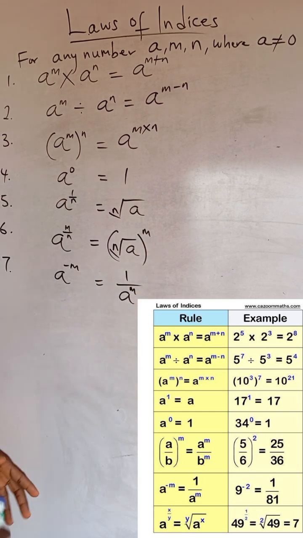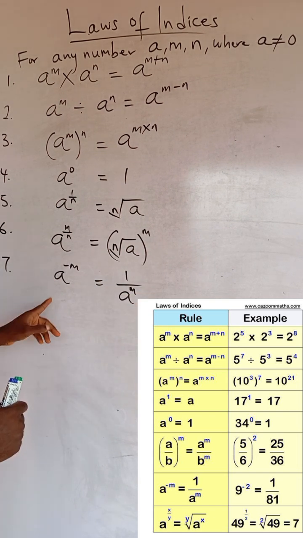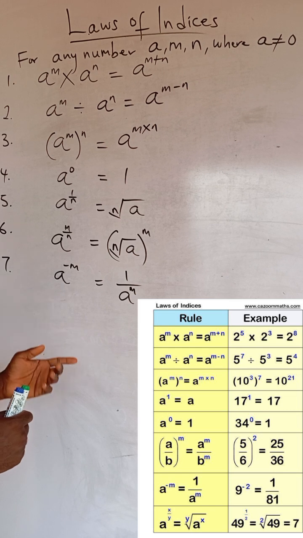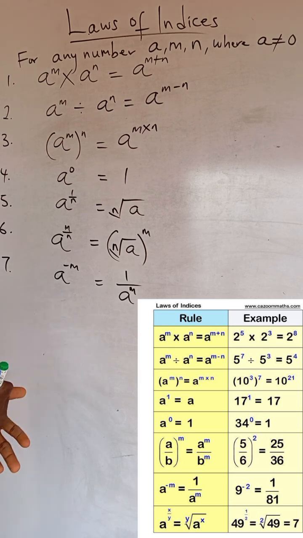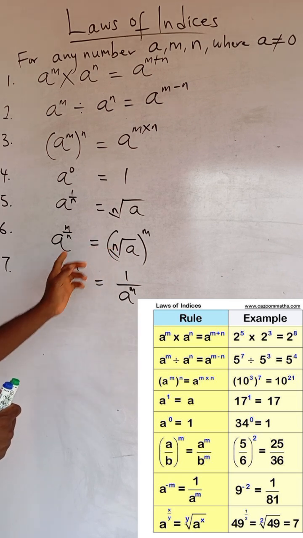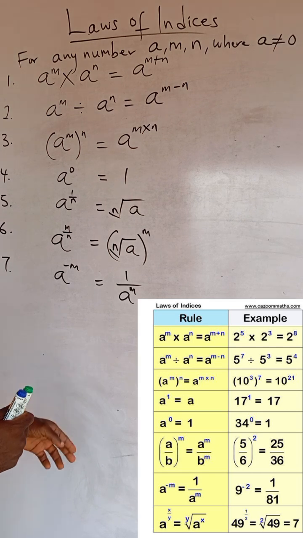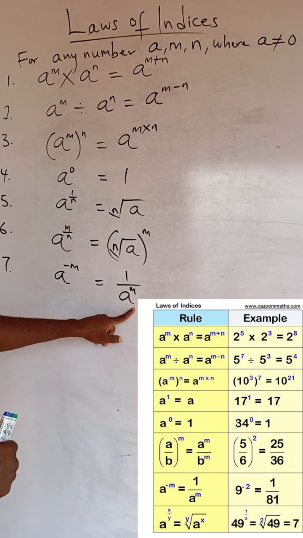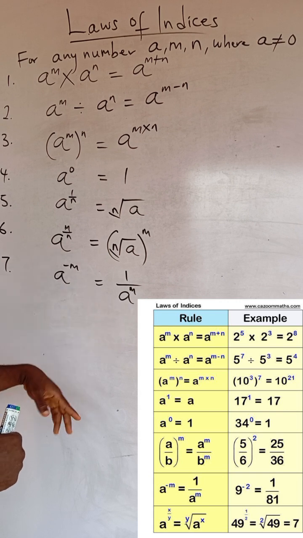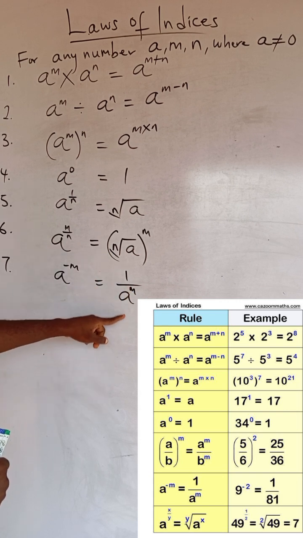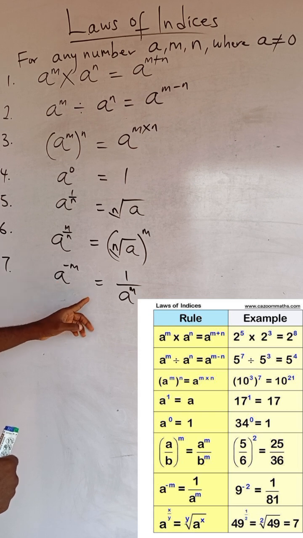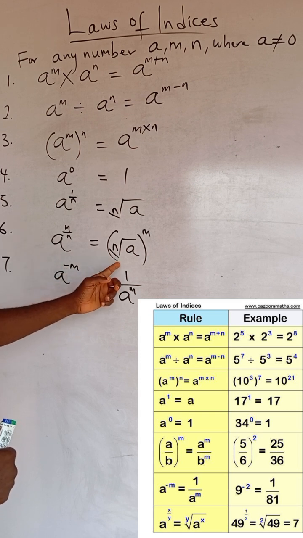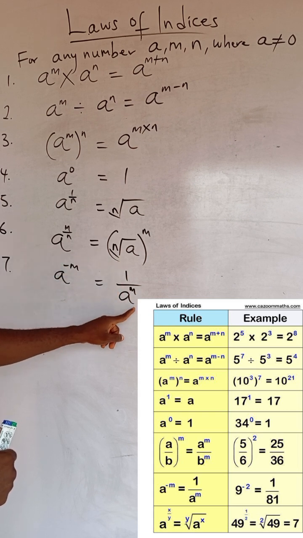Now this is called the negative index. When you have any value raised to the power of negative, the result is going to be the reciprocal. This is reciprocal, that is 1 over. It's going to be the reciprocal of the positive power. That is, you have it as 1 over that positive power. Here, the value is now going to change. That negative has gone out from the reciprocal of the positive power.